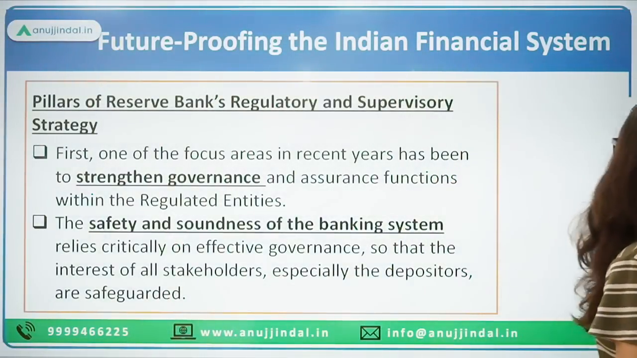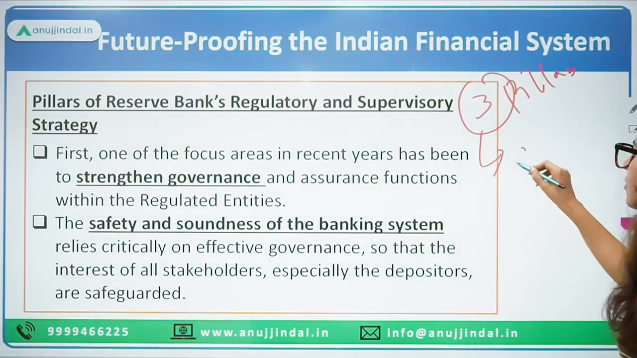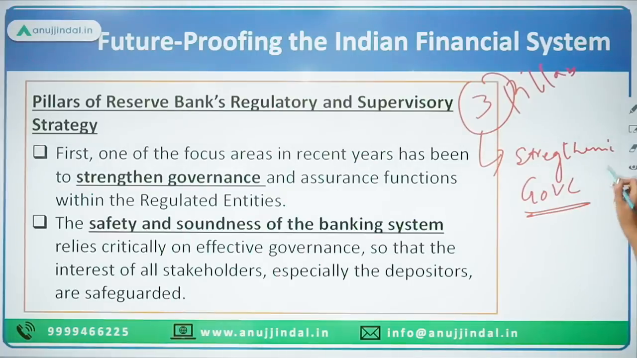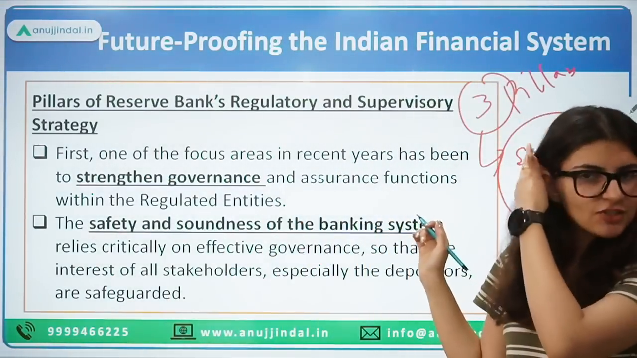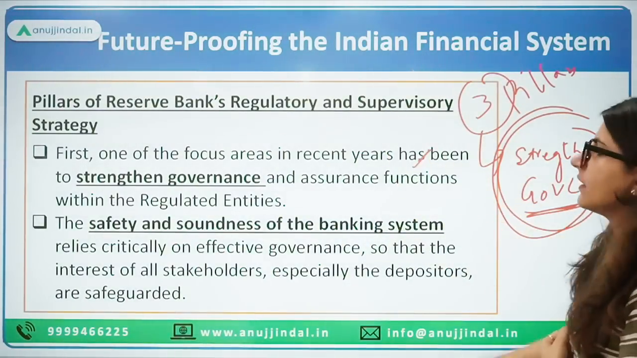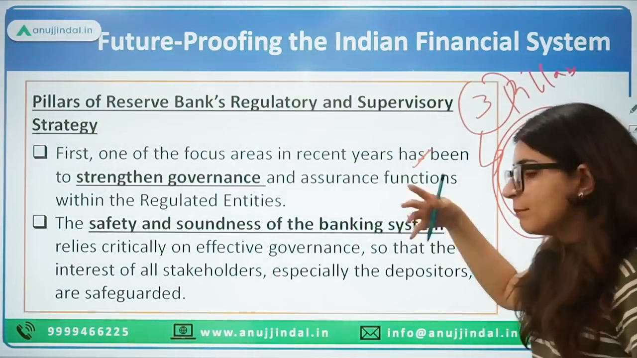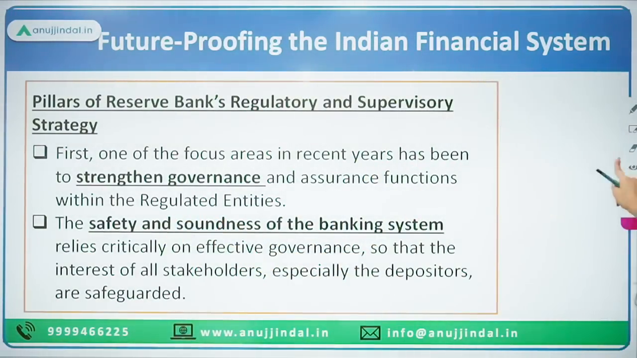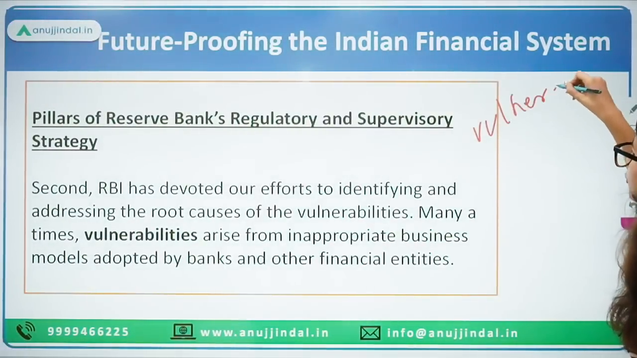अब उन्होंने तीन pillars की बात करी है, they have talked about three pillars. सबसे पहला pillar ये talked about the strengthening of governance. जो भी हमने अभी तक समझा है, this entire everything that we have studied about abhi tak is topic mein jo RBI governor ki speech hai, this somewhere or the other talks about governance, strengthening governance over the years, and recent years has been to strengthening governance and assurance functions within the regulatory entities, or because of high quality governance the banks are safe and sound today. The second pillar that he has talked about is identification of vulnerabilities.